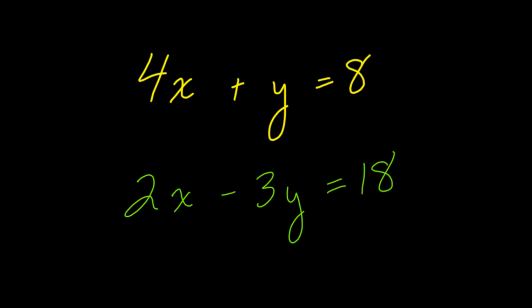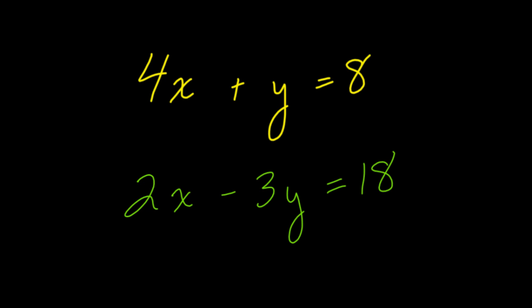System of equations. So we've got two equations here, and we've got 4x plus y is 8, and 2x minus 3y is 18. A system of equations is when you have two equations. So we've got an equation up here in yellow and an equation in green. We've got two equations with two variables. You could have more equations with more variables, but for our focus right now, we're just going to focus on two variable systems.